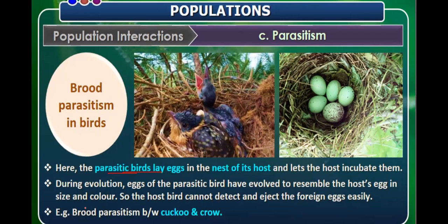Example, brood parasitism between cuckoo and crow. So cuckoo is the parasite and crow is the host. Cuckoo will lay its egg in the nest of the crow, and the egg's size and color is similar to the egg of a crow. So the crow will not be able to differentiate whether the egg belongs to the crow or the cuckoo. So this is called brood parasite.